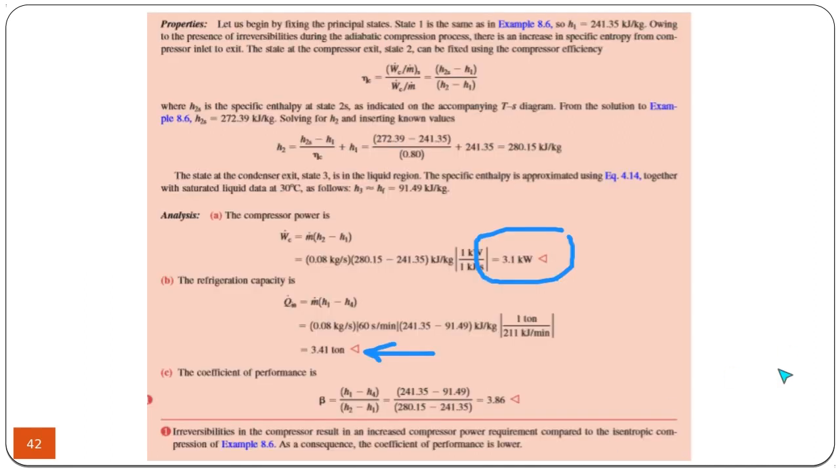And now we have a little bit less COP because of the irreversibilities. So the COP of the system is less than the previous one because of the irreversibilities.